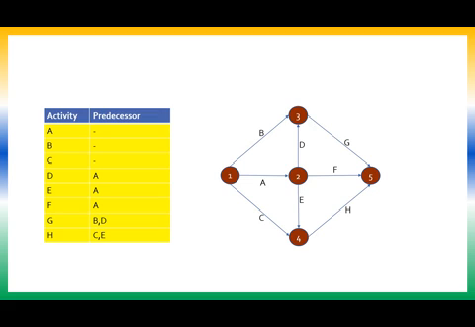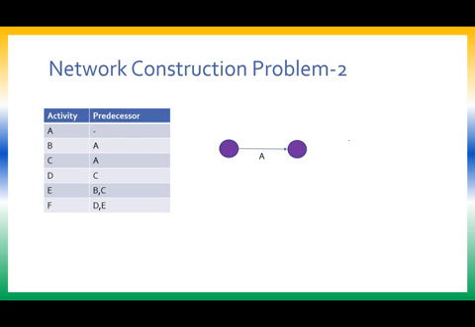Very easy, right? So we'll see one more problem now. How many activities are there? The activities are A, B, C, D, E and F. Out of that, A is an activity which does not have a predecessor. So only one activity is starting from the start node. One activity comes out of the start node, and it terminates at one more event.